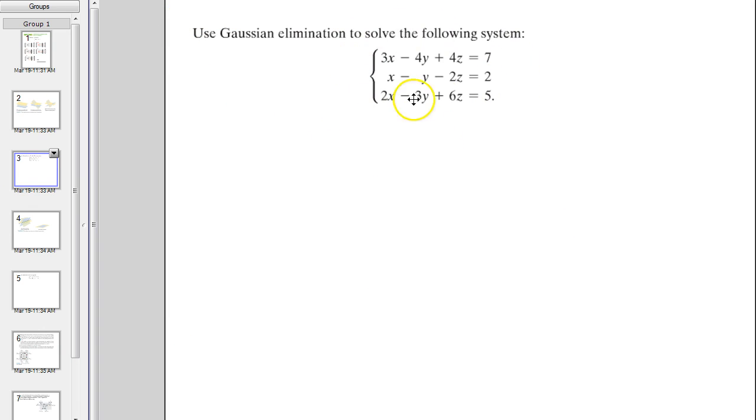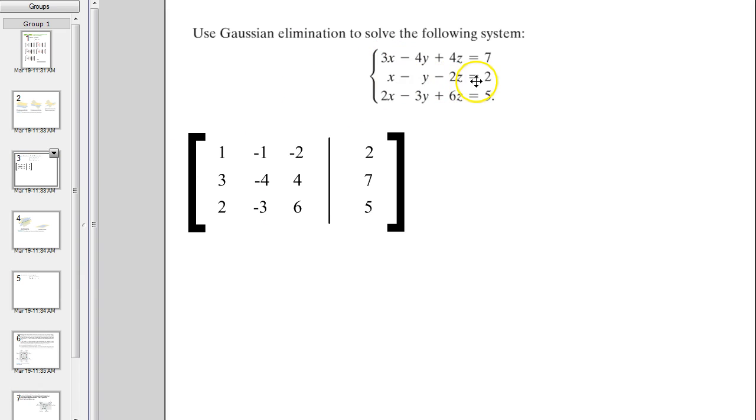Alright, we've got another system of 3 equations, 3 variables. We're going to set it up, and I'm going to go ahead and row swap to get the 1 on the top. Alright, I just row swapped. I put the middle equation up on the top to get a 1 in that first position like we want. I took the top equation in the middle, and then there's the bottom equation on the very bottom.